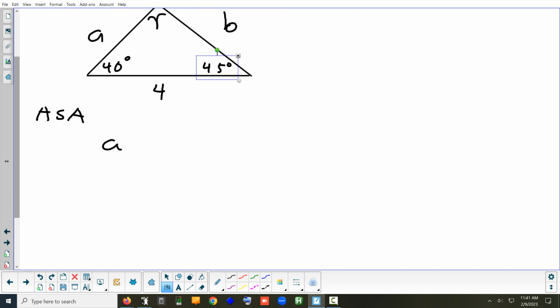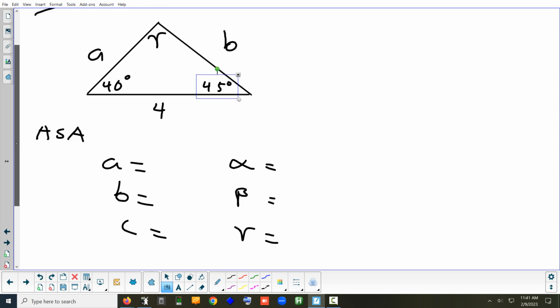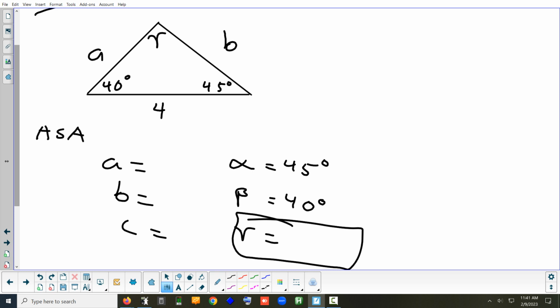All right, table. A, B, C. I usually put the angles on the right. Okay, and what do we know? We know that alpha is 45. Beta is 40. And then gamma is 95.